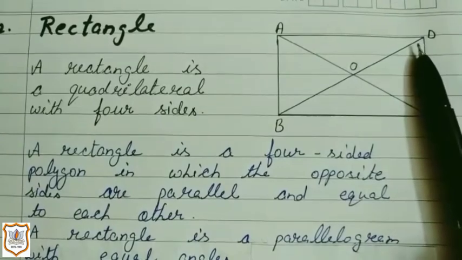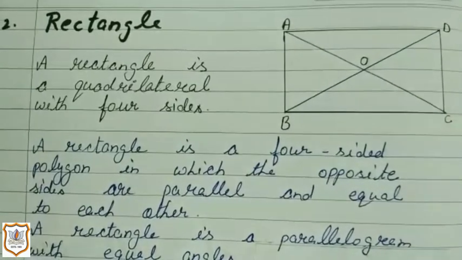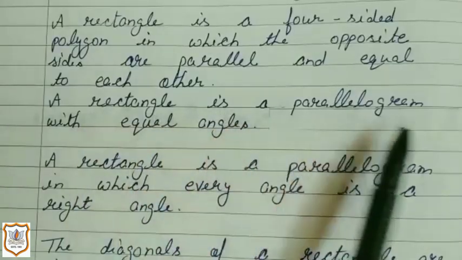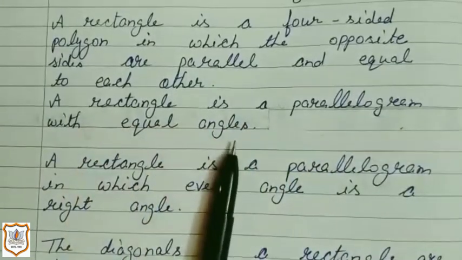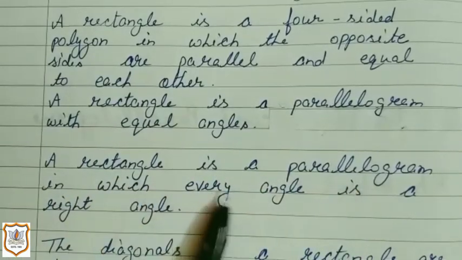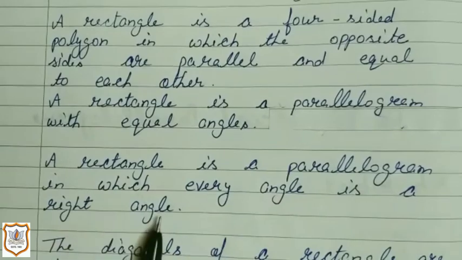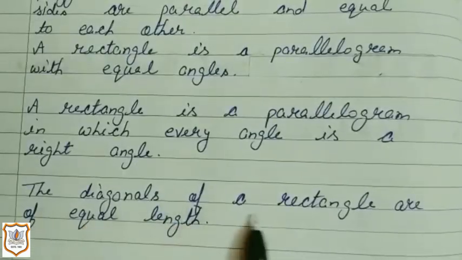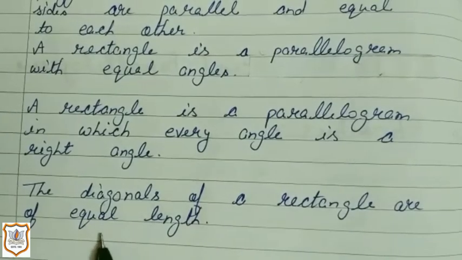So a rectangle is a parallelogram in which every angle is a right angle. A rectangle is a parallelogram with equal angles. A rectangle is a parallelogram in which every angle is a right angle. And the diagonals of a rectangle are of equal length.